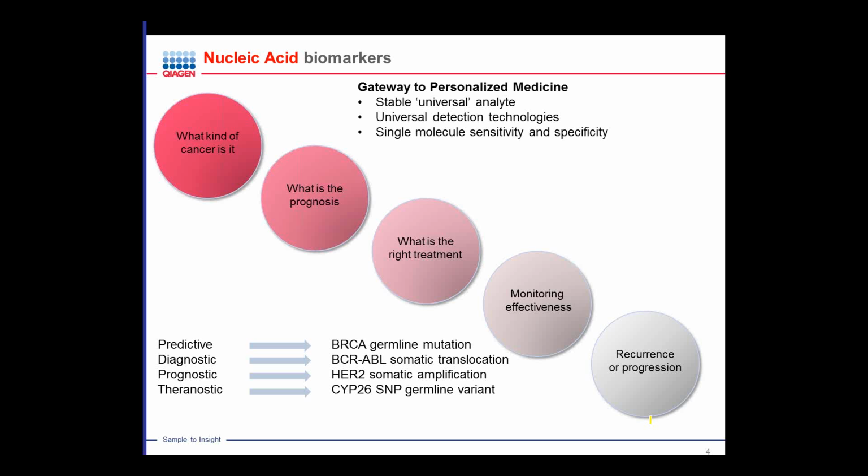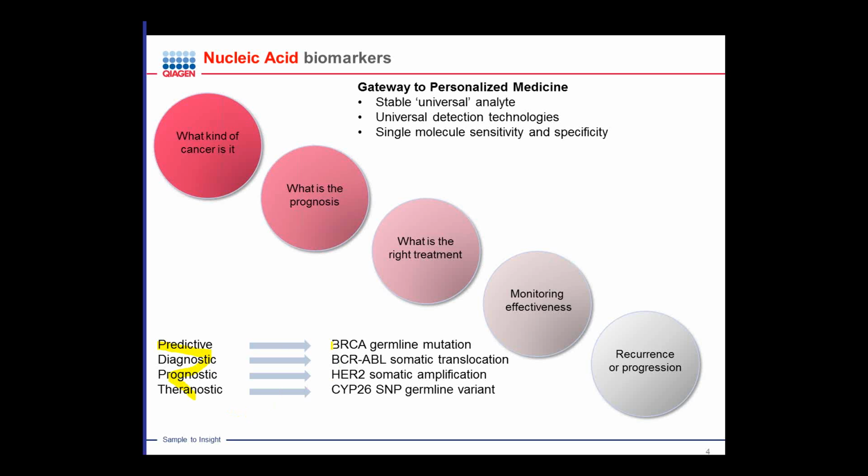Also, in regards to nucleic acid, we can achieve single molecule sensitivity and extreme specificity, so we can tell when there's a single base change in a sequence, for example, that causes a somatic mutation and can lead to oncogenesis. These biomarkers, just as an example here on this slide, what you see are a list of several of them that can fall into the categories of predictive, diagnostic, prognostic, and theranostic biomarkers.